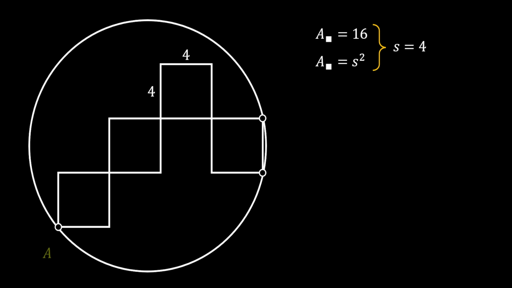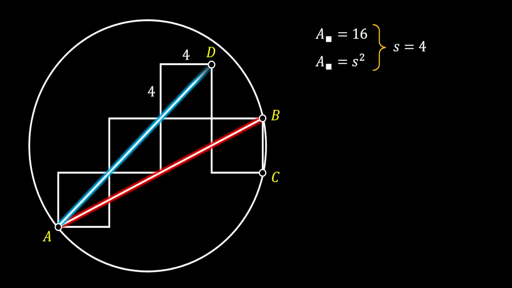Then I'm going to label the intersection points with the circle the same way as before, so A, B, and C. Now this time I will pull the line from point A to point B, and I will label the upper right corner of our upper square as D. Now I will pull another line from A to D, and we can notice that this line actually goes through the diagonals of our three squares.